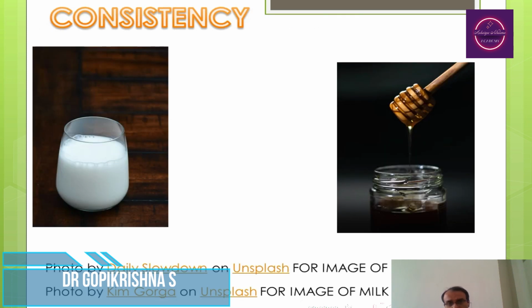So when you think about further consistency, here there are two different liquids: one is milk and another is honey. Milk has a much more liquid consistency, whereas honey has a somewhat thick consistency. That means if you pour milk onto the ground, it will go very easily, whereas honey will not move that easily. Milk and curds, look into the consistency there, it is also the same way, right?